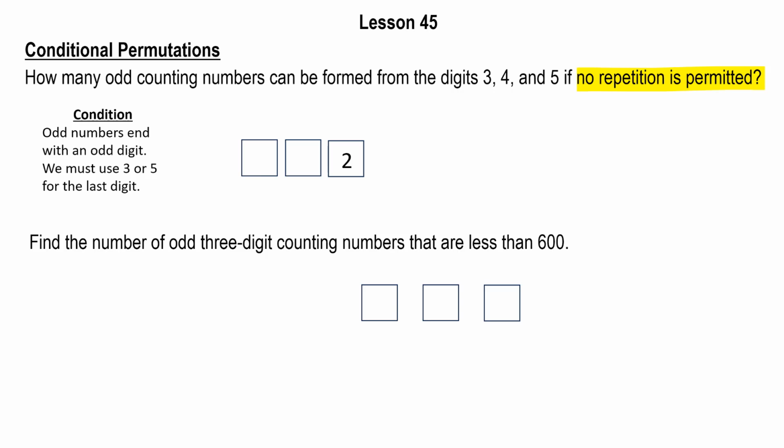So for the first box, there are 2 choices, and then the middle box has only 1 choice left because there are only 3 digits to choose from. So when you multiply those together, you get 4 possibilities, and you could even write out what those 4 possibilities are because there are only 4 of them.